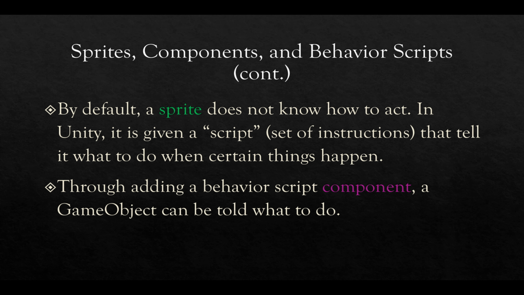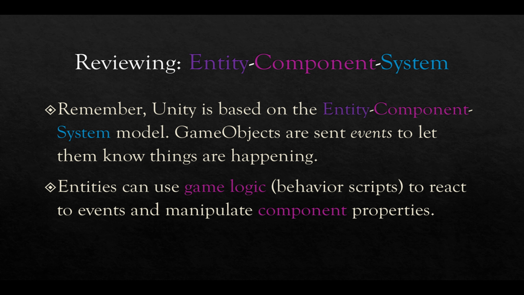As a final review, remember, Unity is based on the entity component system model. Again, just coming back to this. Game objects are sent events. Their components are sent events from systems. We then write game logic, behavioral scripts, that wait for those events to happen and then manipulate component properties. As a reminder from the second video, we have game objects, components, and properties. Properties are values of components. Components are within those game objects.